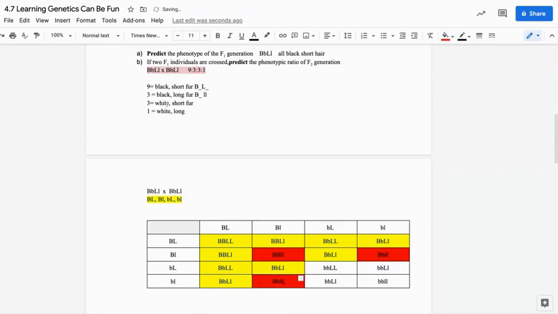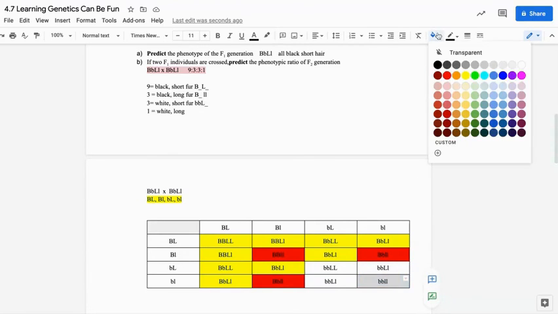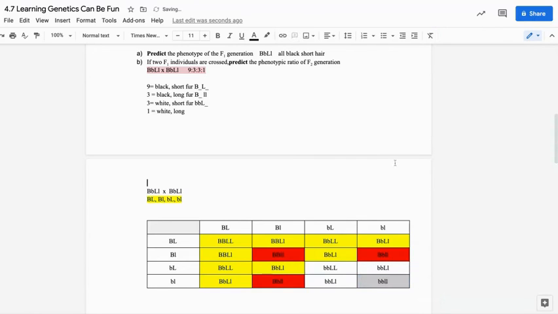All right. White and short fur. So white, it'd have to be this. Short fur would be that, right? Anytime there's, okay. So we'll just leave that one white. Leave this one white. And let's leave that one white. And then, of course, white with long. That's my one little one there. So I'm just going to make it kind of grayish. Here we go. So 9 to 3 to 3 to 1. And that's how you do the dihybrid Punnett square.